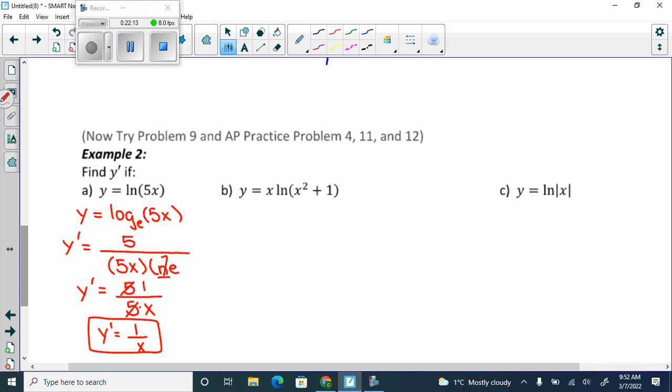We're going to try B. Oh, the ln e goes away. You're correct. What is it B? There's an x in front, so I have to use product rule.